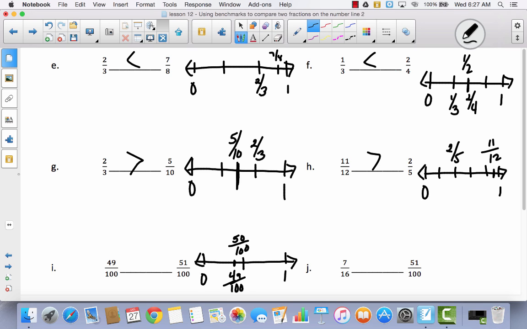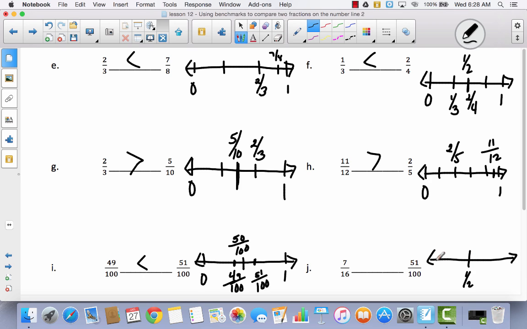And what about 51 hundredths? It's going to be just a little bit bigger than 50 hundredths. So 49 hundredths is less than 51 hundredths. All right, so let's take a look at J. So we've got 7/16 and we've got 51 hundredths. Well, we learned from over here that 51 hundredths is 1/100th greater than half.